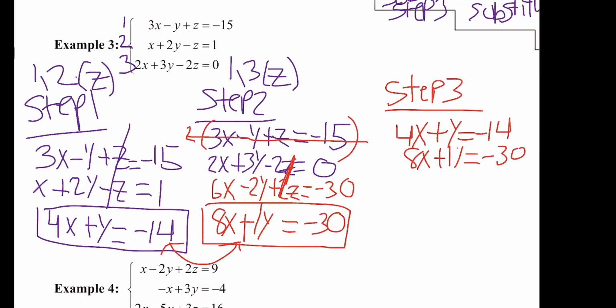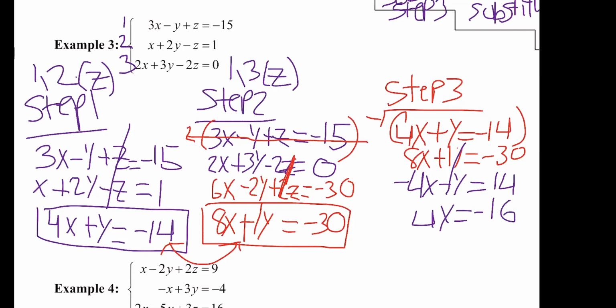So I'm going to multiply the top equation by negative 1. So I'm just going to write that down below. So that would be basically just switch all my signs. So now I can do elimination, like my y's would cancel. I would get 4x equals negative 16. So x would be negative 4.